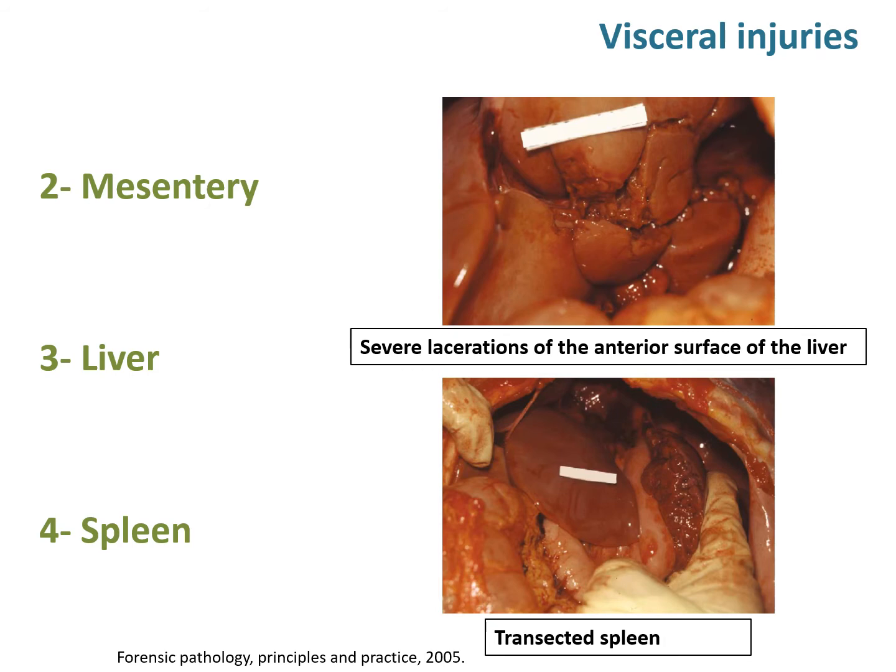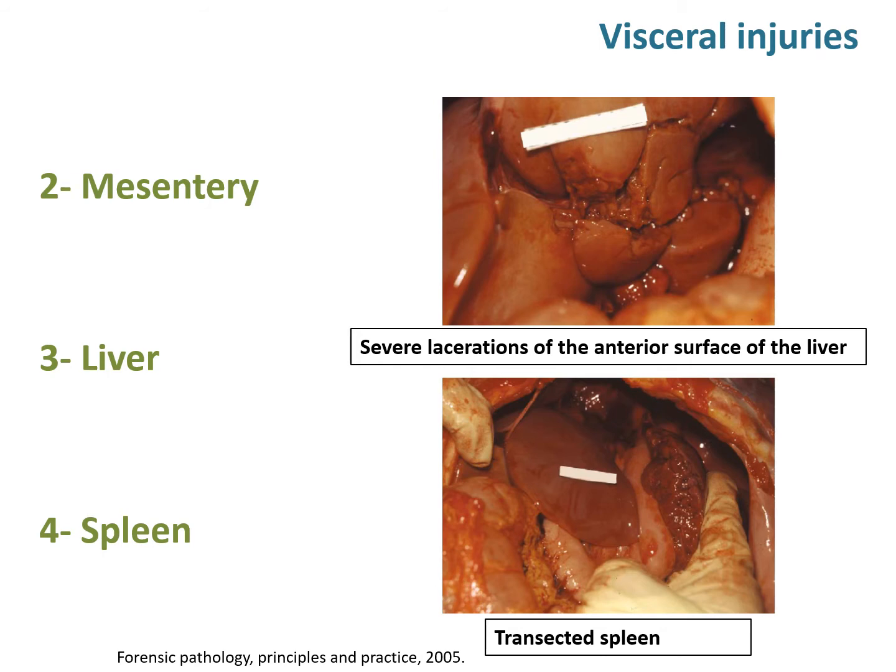A blow to the abdomen may lead to laceration in the mesentery, and this laceration in the mesentery may lead to intraperitoneal bleeding. Sometimes a blow to the anterior abdominal wall may lead to rupture of the liver, as can be seen in this picture. There are several lacerations of the anterior surface of the liver. This may occur because of a blow to the anterior abdominal wall, or sometimes just the prodding of an adult hand on the liver may lead to this rupture or laceration in the liver.